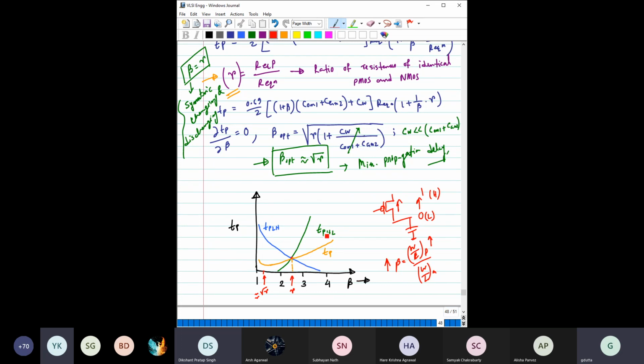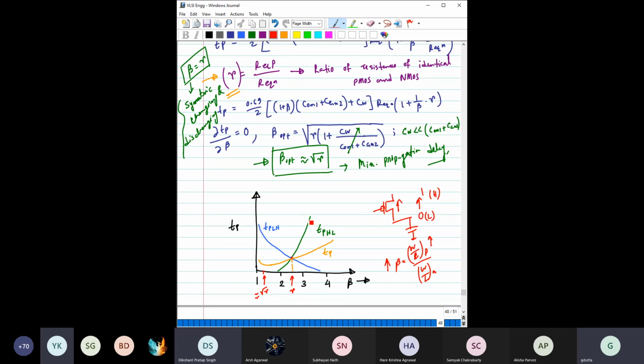On the same token, you can also see that if you increase the value of beta, then this TPHL value should rise, or in other words, if you keep decreasing the value of beta, then this value should fall down. And at this value R, these two would be the same, but this is not the minimum propagation delay. Minimum propagation delay would be nearly equal to root over of R, right. Now, your question is should we not consider the maximum of this or maximum of that?